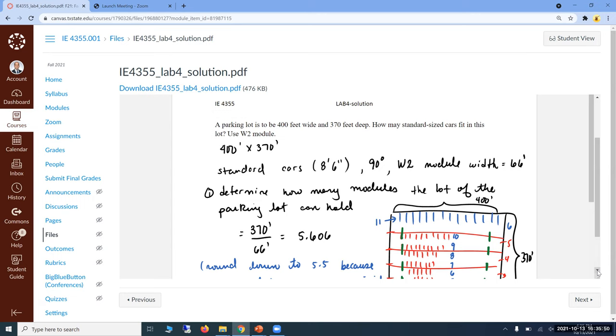Questions? Any questions? So based on my design, I was able to get 5.6. What this is telling me is that I can fit 5.5 modules. So one of those modules will have cars only on one side.